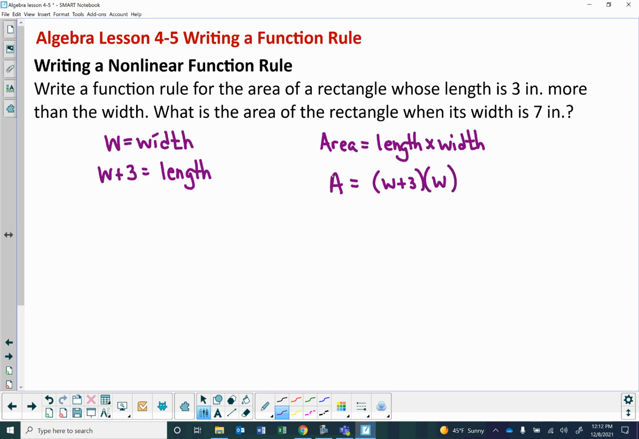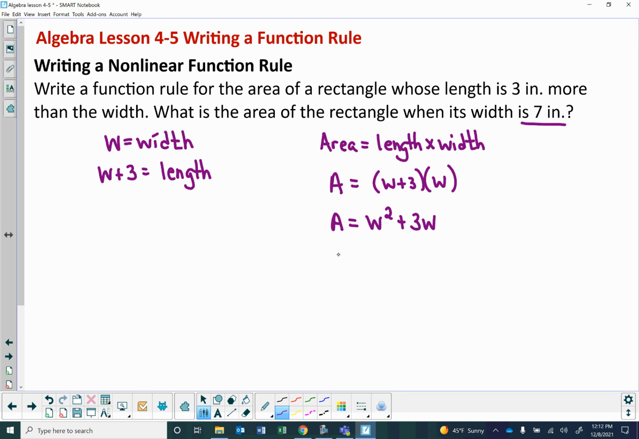So when I go to evaluate this, I have to distribute the W through there. W times W is W squared. 3 times W is 3W. So my area is found by taking the formula W squared plus 3W. And this is not a linear function rule. This is a non-linear function rule. So we've written our function rule. Now we need to find out what the area of the rectangle will be when its width is 7 inches.